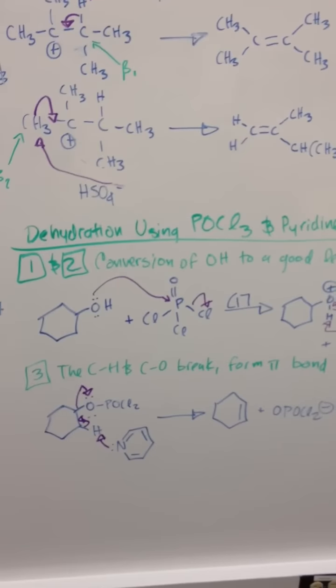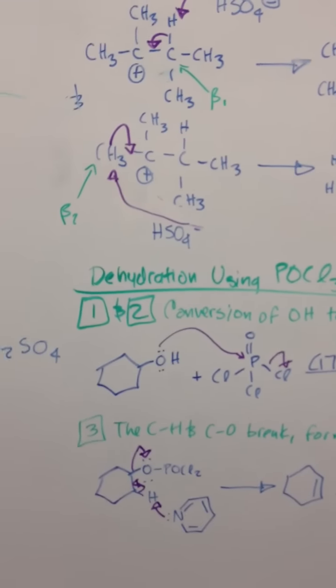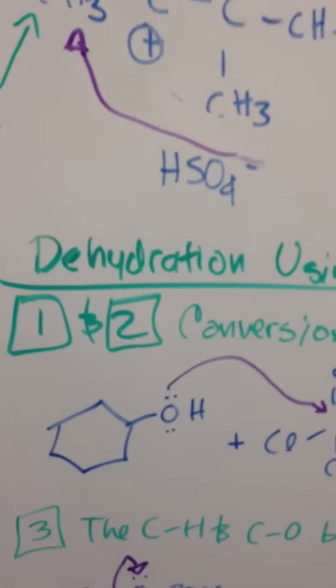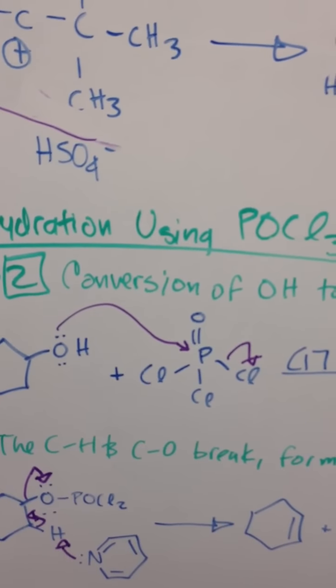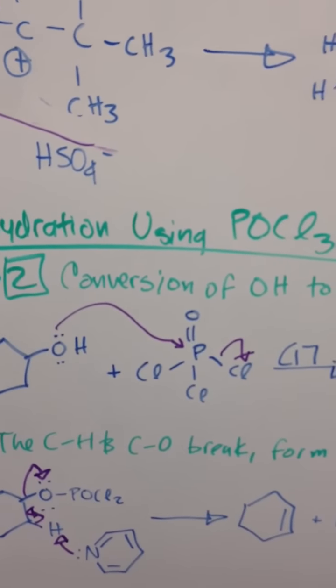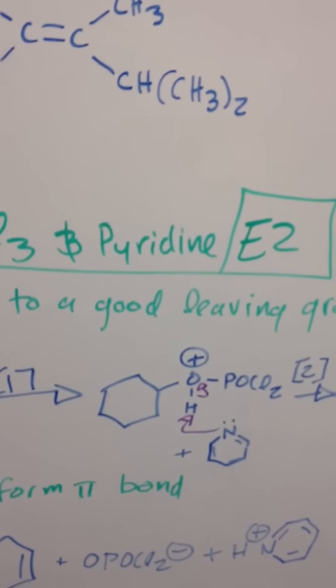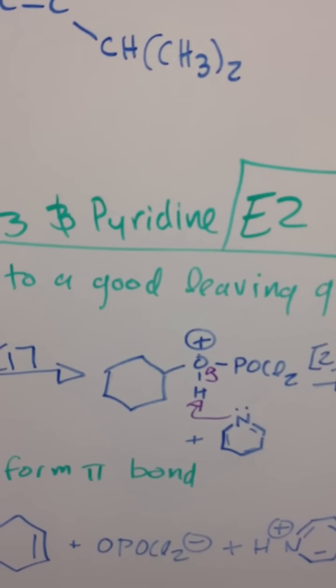Okay, let's talk about dehydration with some different reagents. Dehydration with POCl3 and pyridine. The first step is you're going to convert the hydroxide into a good leaving group. Now, your alcohol here is going to attach to the phosphorus, forcing one of the chlorines to leave from POCl3, giving you a complex over here of an alcohol attached to POCl2 with a positive charge.